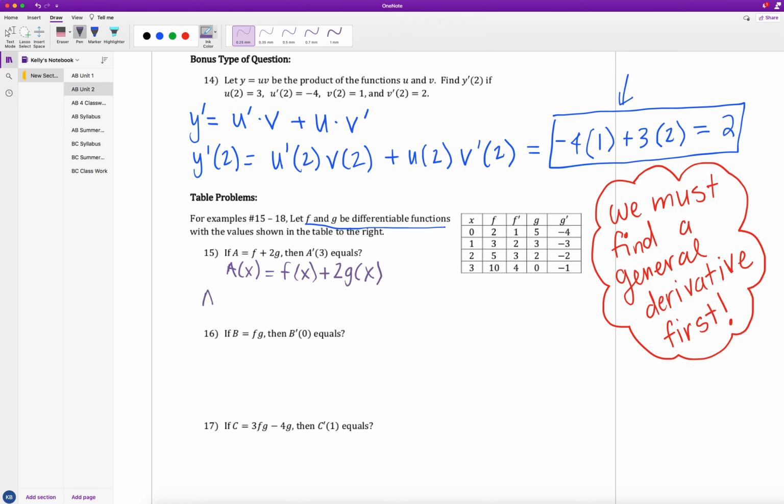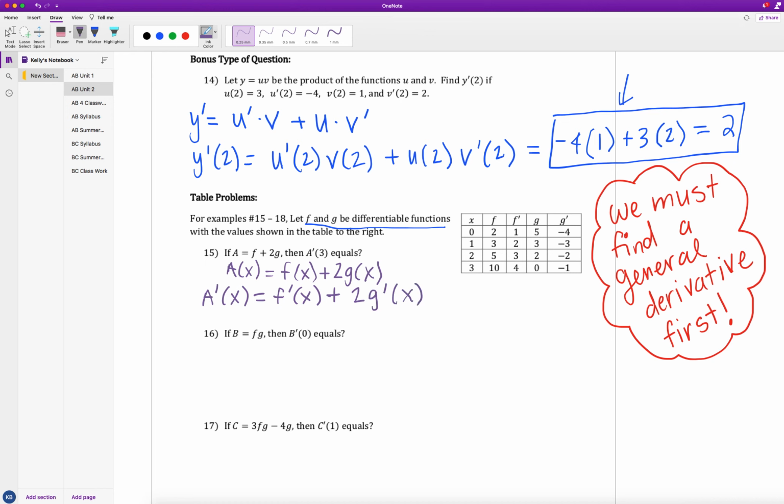And although it wasn't written out that way, it's implied in the question there. So when I go to find a prime of x, since I have to find a general derivative first before I find a prime of 3, well, let's do these derivatives term by term. Since I'm adding these, I don't need a product rule, quotient rule, or chain rule. I can find them each on their own. So the derivative of f of x is going to just be f prime of x plus derivative of 2 times g of x. Well, the 2 just goes along for the ride since it's a scalar or coefficient, so I get 2 times g prime of x.